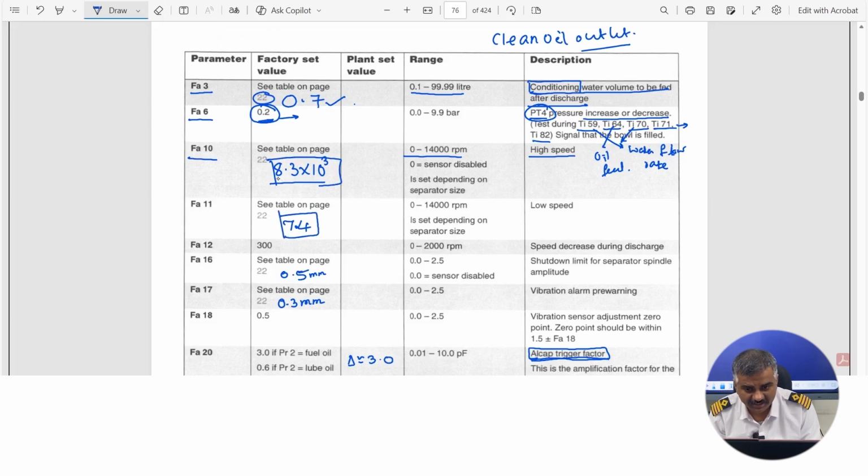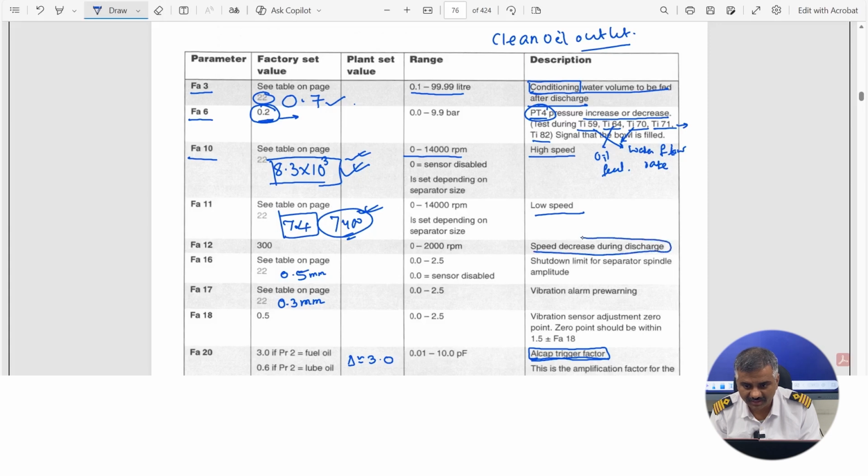So maximum speed is 8300 rpm and minimum speed is 7400 rpm. So the purifier has to work between these two rpm. Above this you will have a high speed alarm, and below 7400 you will have a low speed alarm.